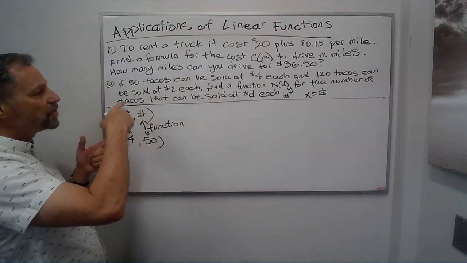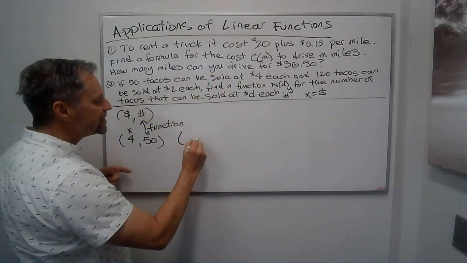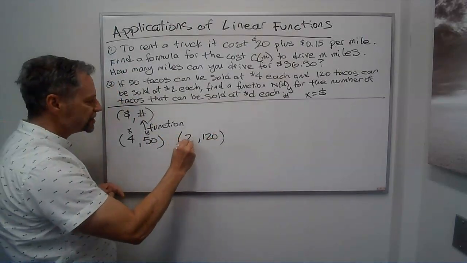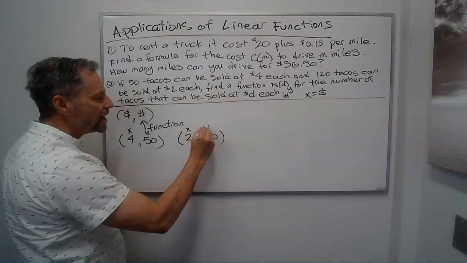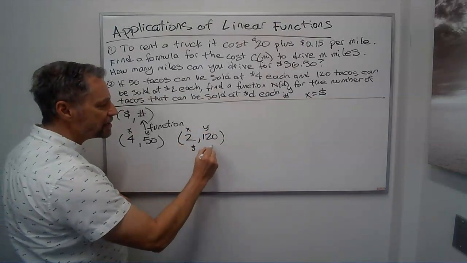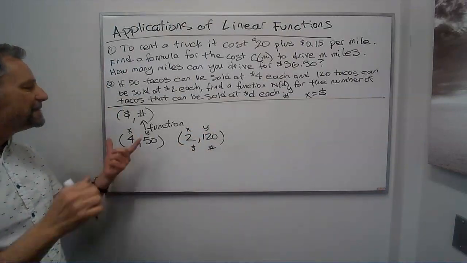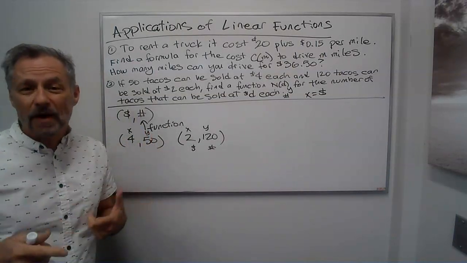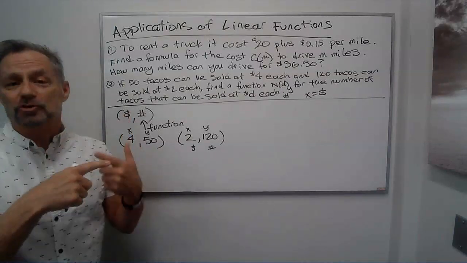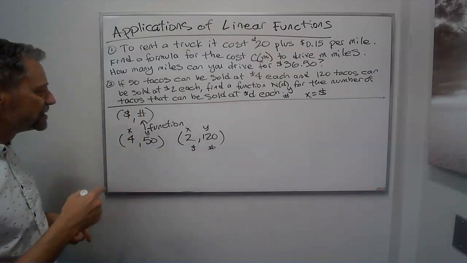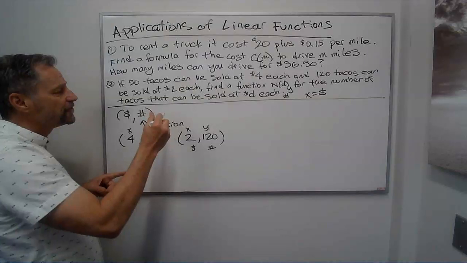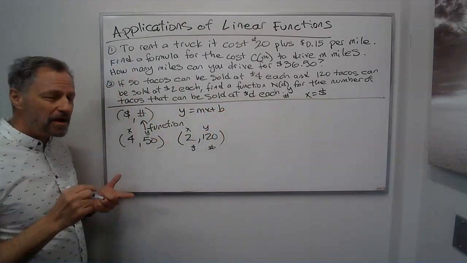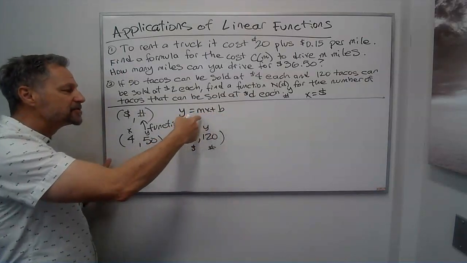I've got another one that says 120 tacos if they're $2 each. Again, that's X and Y, or dollars and number of tacos. What I have now is 2 points. I'm going to find the equation of the line through 2 points. I'm just going to use X and Y, and then we'll translate it to what the problem says. But I want a linear function, so I'm thinking Y equals MX plus B. Well, I need M and I need B. So let's look at M.